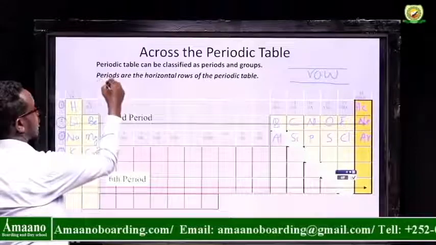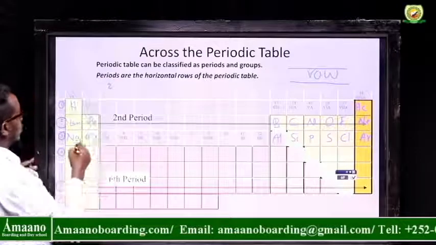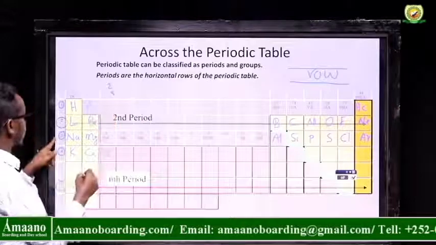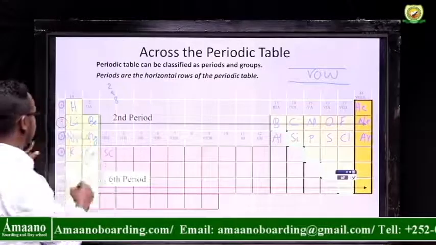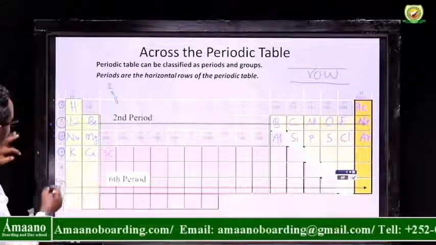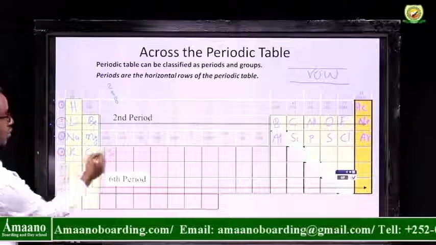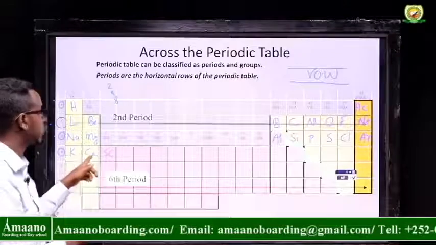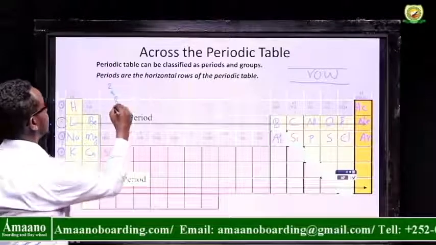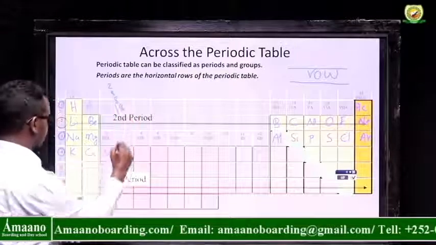Period 1 contains 2 elements. What about period 2? It contains 8. Period 3 is also 8. So this is 2, 8, 8. What about period 4? It is supposed to be 8, but here we have 10 more elements, so it is 18.